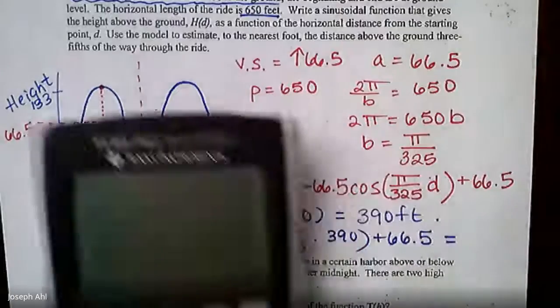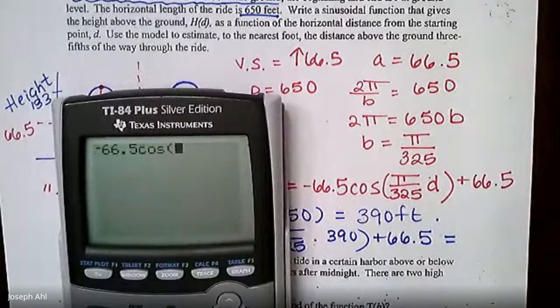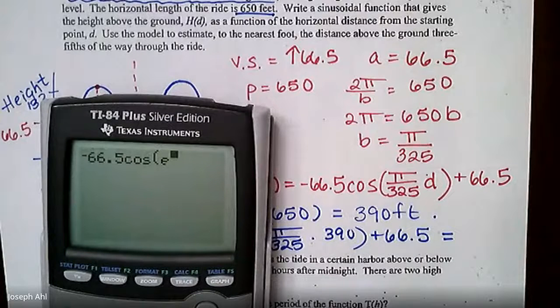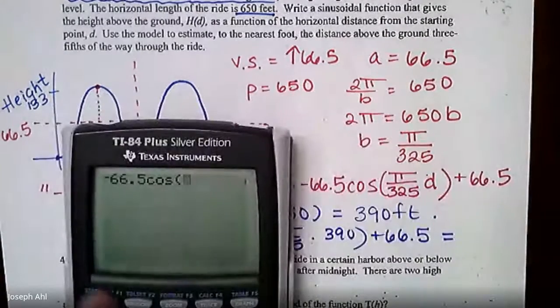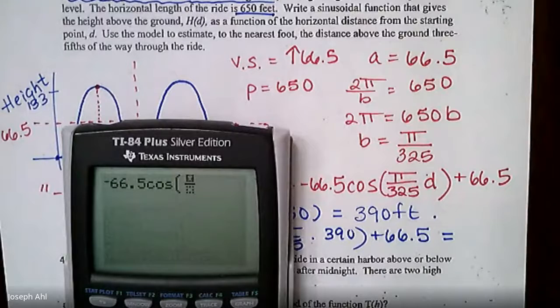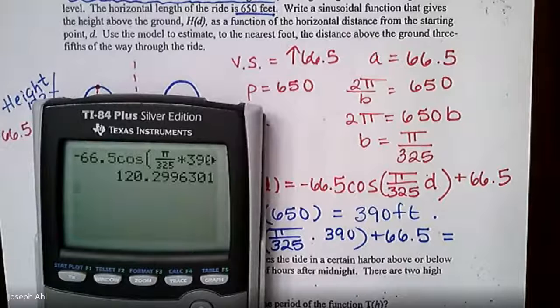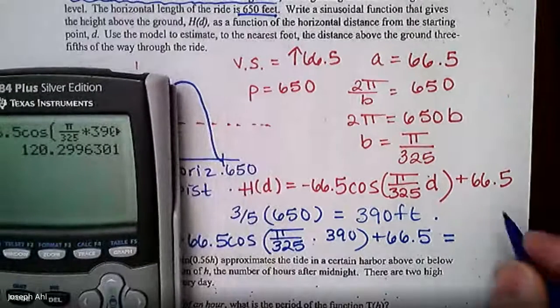So then to type this in, let's do negative 66.5 cos of, we'll do pi divided by, oops, not e, that would be bad. Let's try that again. Cos. Let's do a fancy fraction. Do I have fancy fractions here? I do. Okay. Pi over 325 times 390, close parentheses, plus the 66.5 at the end, and we get that the height is going to be approximately 120 feet, if we double check that there.